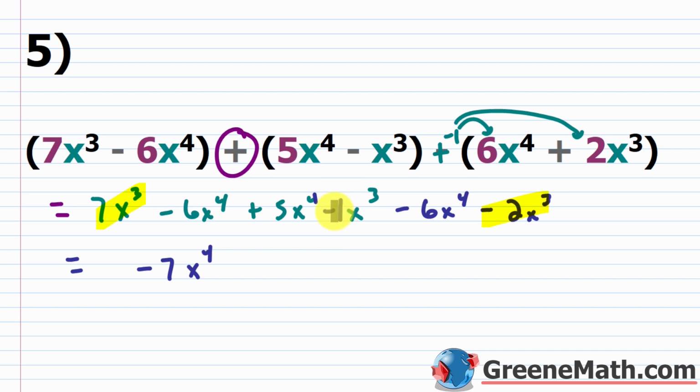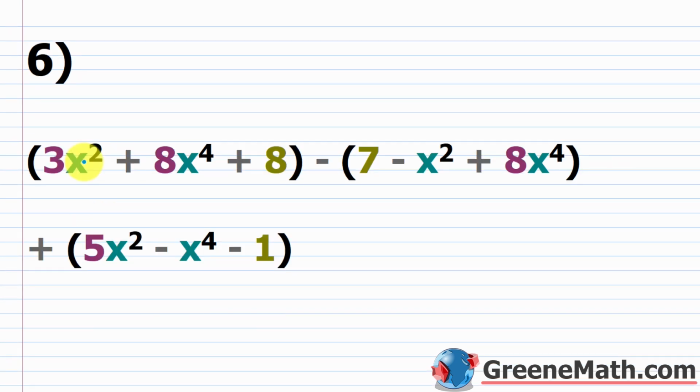So let me highlight this. And so basically what I do, if I look at the coefficients, I have 7 minus 1, which is 6, and then 6 minus 2 would be 4. So this would be plus 4. And then my x cubed comes along for the ride. So my answer here is negative 7x to the 4th power plus 4x cubed. All right, let's look at problem number 6.